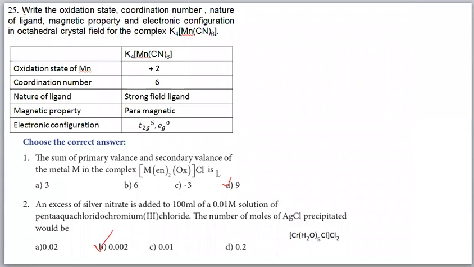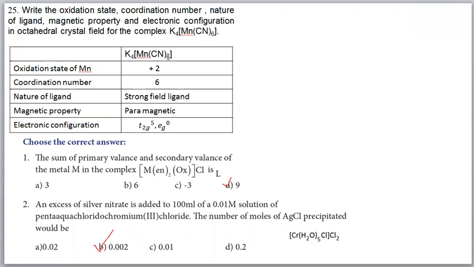Then the last question, question number 25. Write the oxidation state, coordination number, nature of ligand, magnetic property, and electronic configuration in octahedral crystal field for the complex K4[Mn(CN)6].